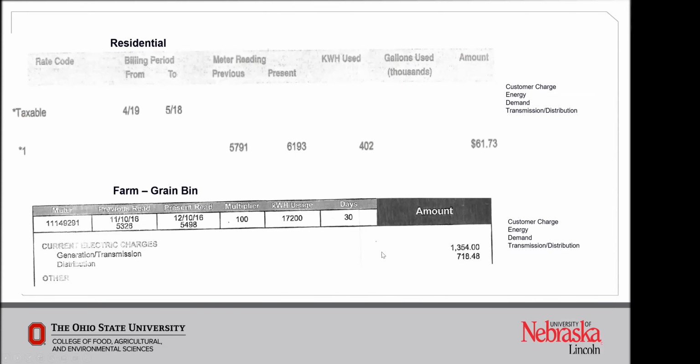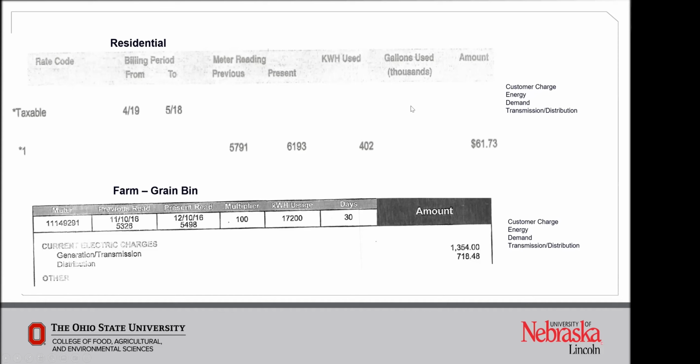A couple other electric bills just for fun that I want to throw out. A residential and a grain bin one. This residential one, I've taken out all the identifying properties in it, but I did not really take out any numbers. This is all that was given. All that was given was that this home used 402 kilowatt hours that month, and the cost $61.73. Well, we have no idea what's the customer charge, how much for energy, if there was a demand charge, and how transmission and distribution were built into that. We just have no idea.